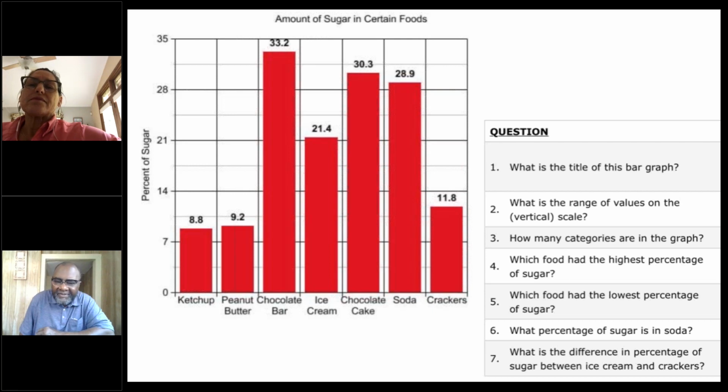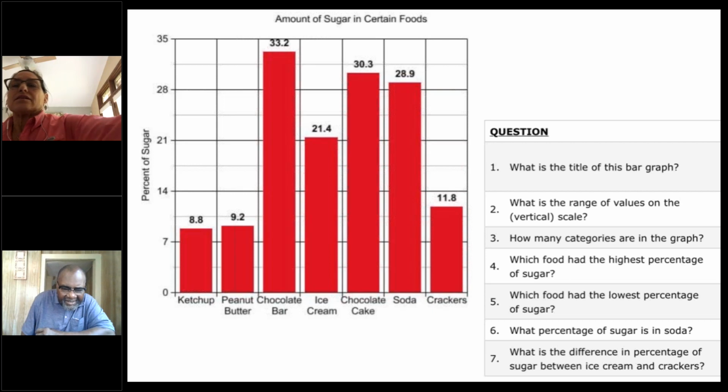1, 2, 3, 4, 5, 6, 7. Yes. Which food has the highest percentage of sugar? Chocolate bar. Which food has the lowest percentage of sugar? The peanut butter. No, not the peanut butter, the ketchup. What percentage of sugar is in soda? 28.9. Yes.